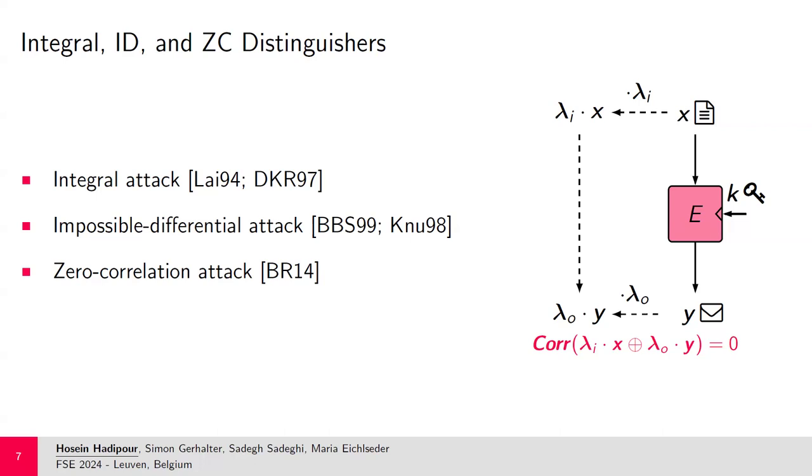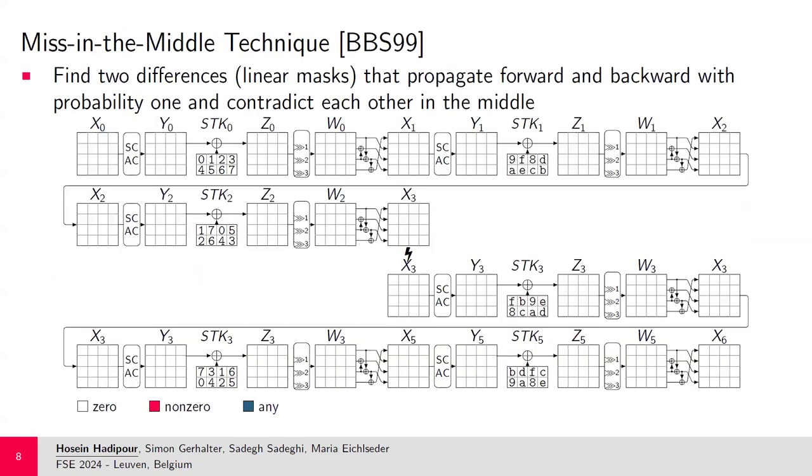But these attacks, as you can see, were discovered at different times independently, and they seem completely different, right? What brings them under the same roof are some nice links, one of which is the technique that we use to find these distinguishers, which is the same technique under the name of miss-in-the-middle technique. The idea of miss-in-the-middle, for example for impossible differential, is finding two differences such that when you propagate forward and backward with probability one, they contradict each other in the middle.